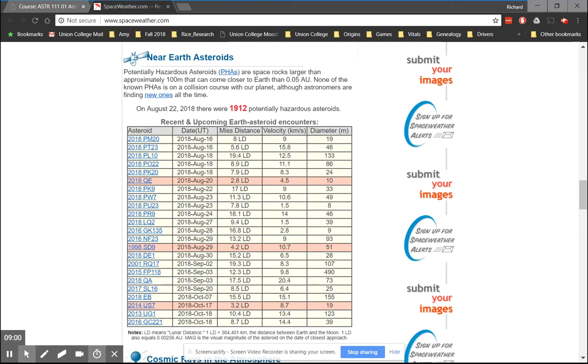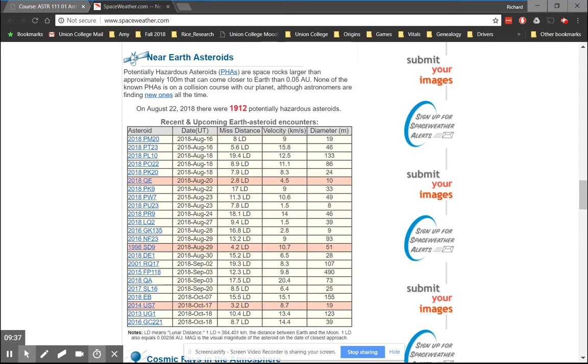So you see this one coming up on August 20. Okay, so that's past actually, right? Wait, today is August 21, right? Yeah. So this one from yesterday that was 2.8 lunar distances away had a diameter of 10 meters. And of course, if it's more than one lunar distance, we're really safe. If it's a lunar distance, depending on where the moon is, it could hit the moon. And if it gets closer, we're in trouble. You see there's a really big one there, 490, but 12.3 lunar distances is probably not a problem.